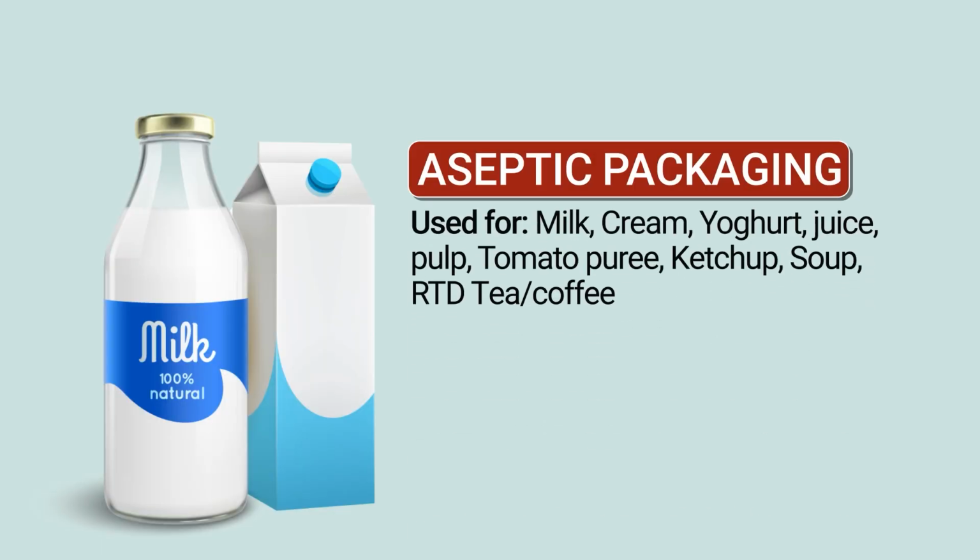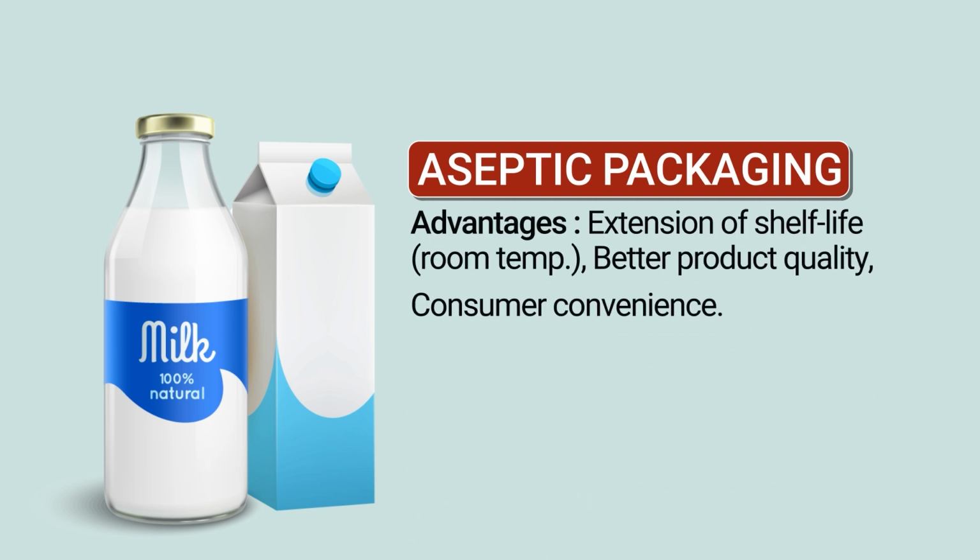This aseptic packaging can be used for milk, cream, other dairy products, then juice, pulp, tomato puree, ketchup, soup, ready to drink tea or coffee. And this aseptic packaging helps to extend the shelf life of the product, and the products are shelf stable. That means you can keep the product at room temperature unless you open that container. It can also give better product quality and consumer convenience, but there is a disadvantage also because it involves high cost and it is not suitable for all types of food products.